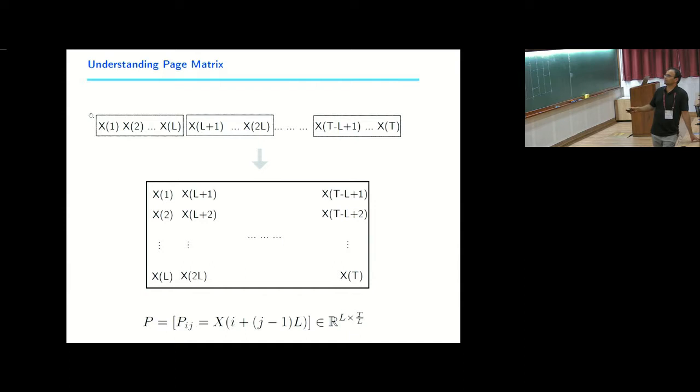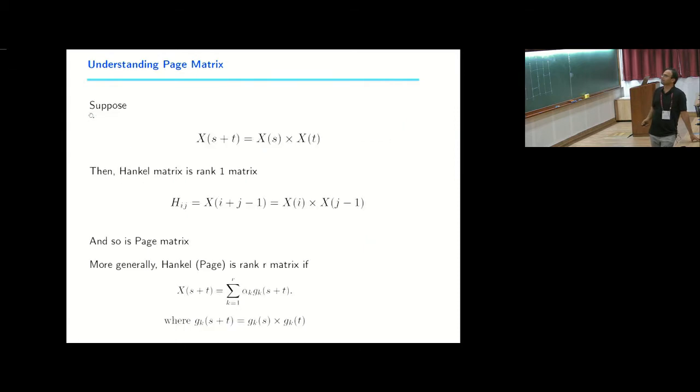One way to think about the page matrix is it's a subsampling of the columns of the Hankel matrix, right? Because all I'm doing is skipping L things in the Hankel, and then jumping like that. Now, let's suppose you have a time series or function f underlying that satisfies the following structure. That is, f of t plus s is f of t times f of s. If you have that, and if you look at Hankel, then actually Hankel is rank 1.